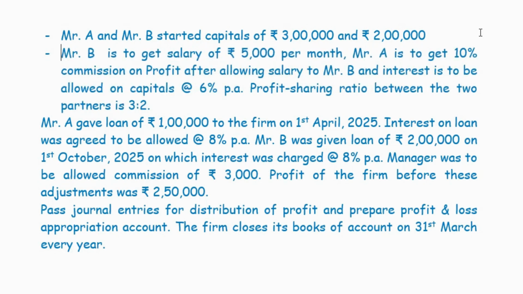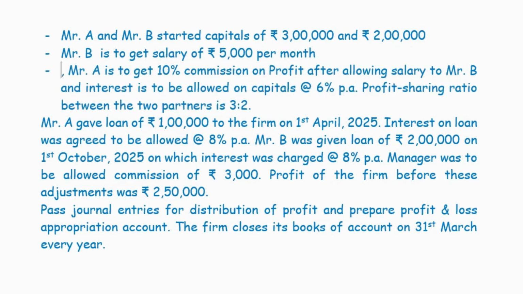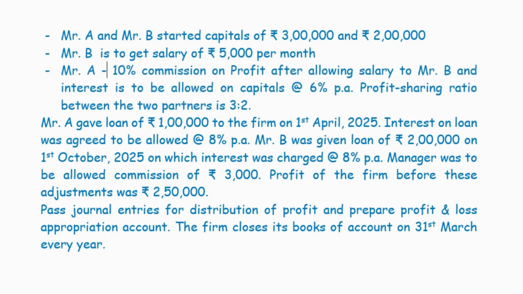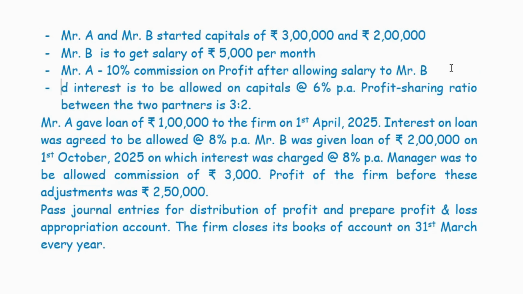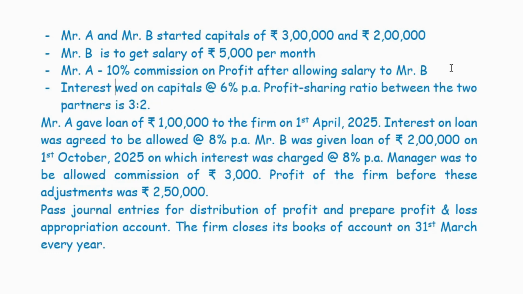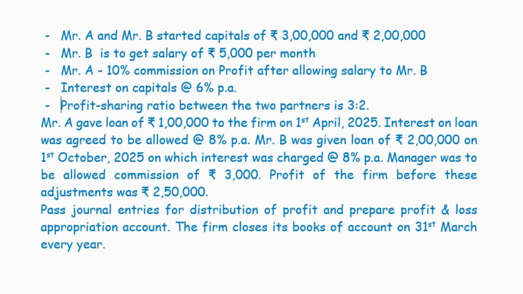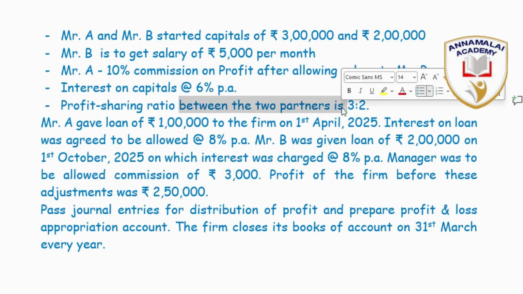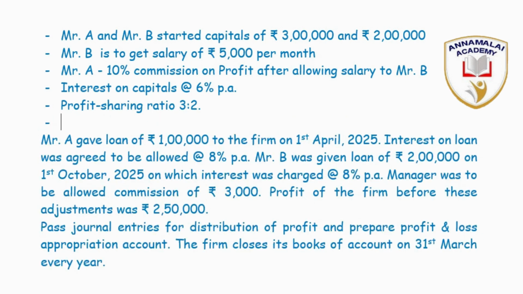Mr. B is to get a salary of 5,000 per month, and Mr. A has to get a commission of 10% on profit after allowing salary to Mr. B. And the firm is going to allow interest on capital at the rate of 6%. Interest on capital, we discussed earlier, is an income for the partners and an expense for the partnership firm. Profit sharing ratio is 3:2.